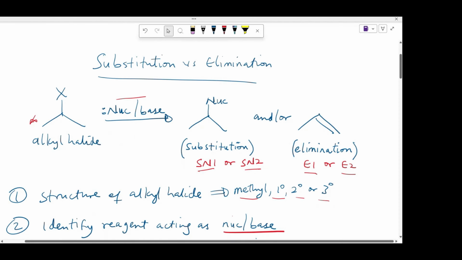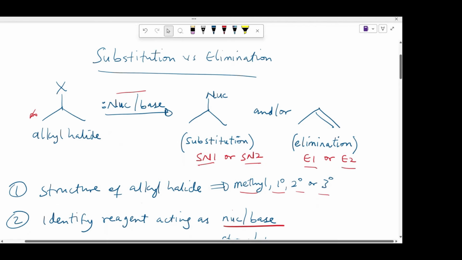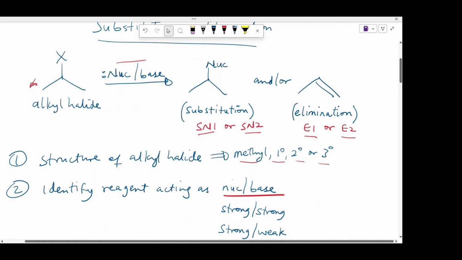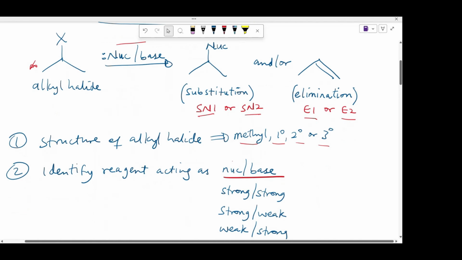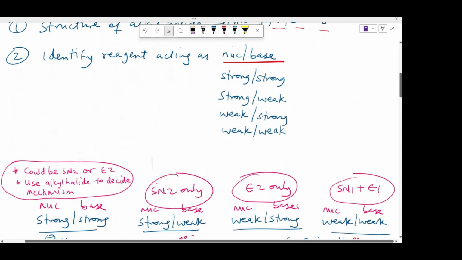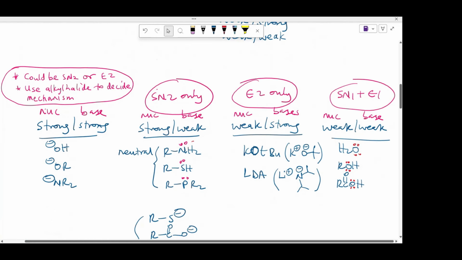Most reagents could act as a nucleophile or as a base. You would need to categorize your nucleophile or base as either strong-strong, strong-weak, weak-strong, or weak-weak. Let's take a look at some of these classifications of reagents.